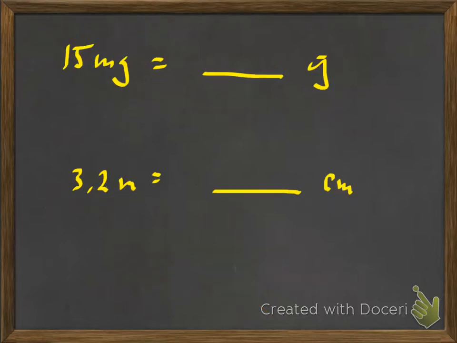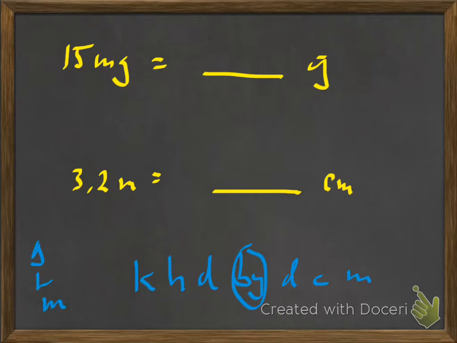All right, 2 more, and then we'll be done. So 15 milligrams, change that into grams, and 3.2 meters, change that into centimeters. Go ahead and pause the video, do these 2, and then resume. Okay, so you should have written down King Henry died by drinking chocolate milk. And when you know that the basic units here are grams, liters, and meters, you could probably get away without drawing it. I don't have a lot of room here, so I'm just going to leave them off.